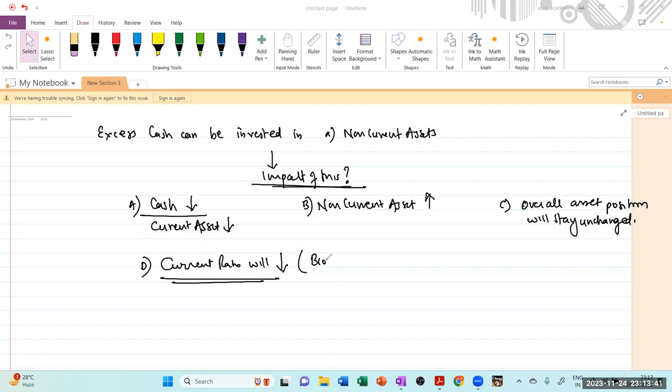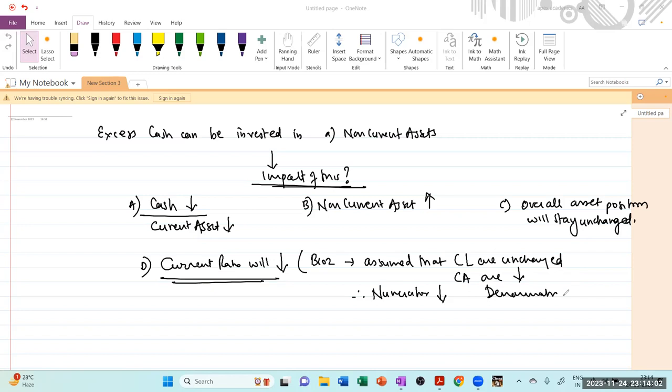Why? Because it is assumed here that current liabilities are unchanged and current assets are decreasing. Therefore, the numerator has fallen and the denominator is unchanged. 3 upon 2 has now become 1 upon 2. This is 1.5 and now this is 0.5. So obviously your current ratio has decreased. I hope everybody understands this, when excess cash is converted into non-current assets.